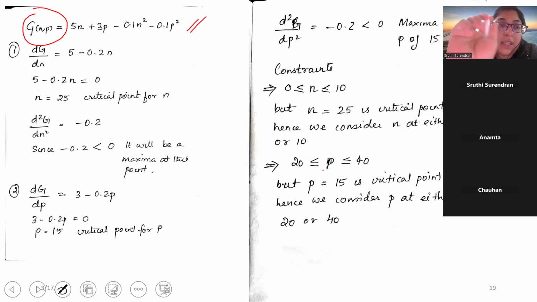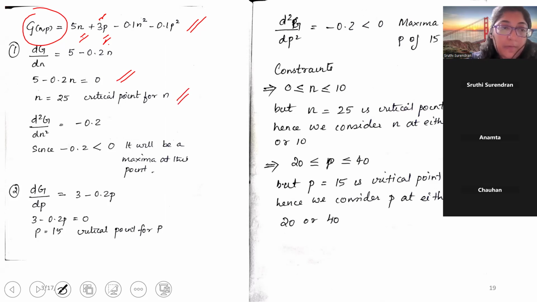So first we write the equation of plant growth, and then we find the first derivative of G with respect to N. Since we have two variables over here, we have to find the partial derivatives. That is the derivative of this function with respect to N, and also with respect to P. So when you find the derivative of G with respect to N, this is going to be a constant. This is also going to be a constant. So dG by dN is going to be 5 minus 0.2 N. And again, the next step is to equate it to 0. At that time we'll get the value of N as 25, which is a critical point for N.